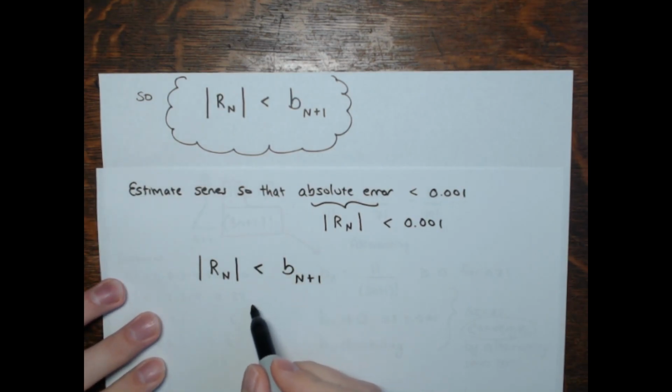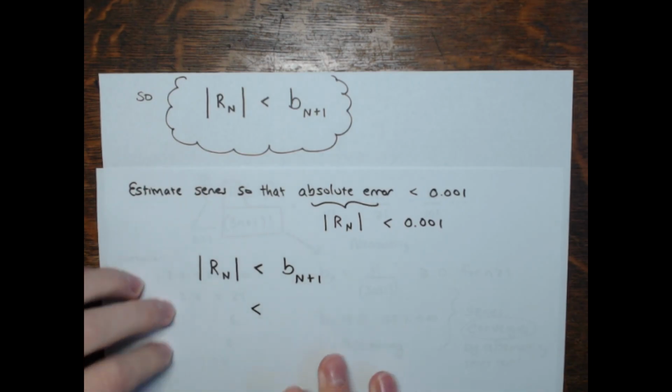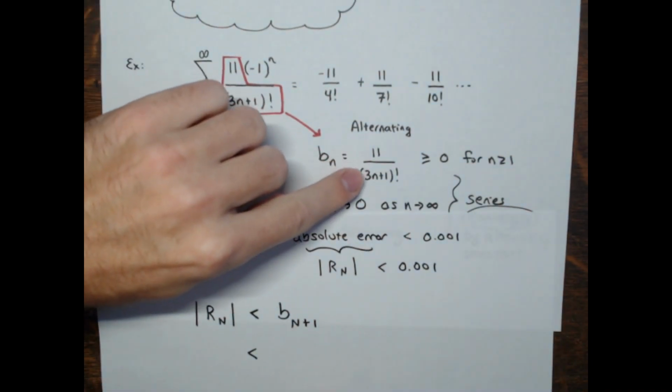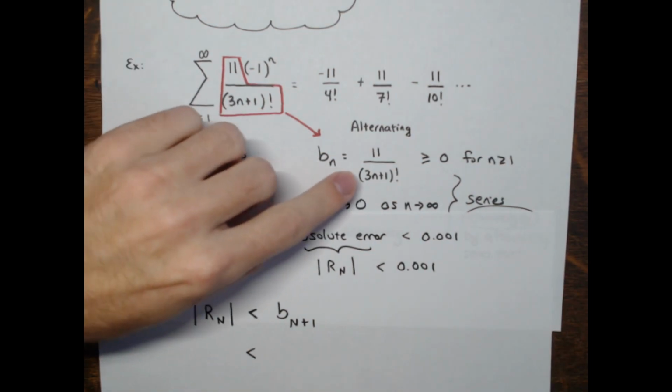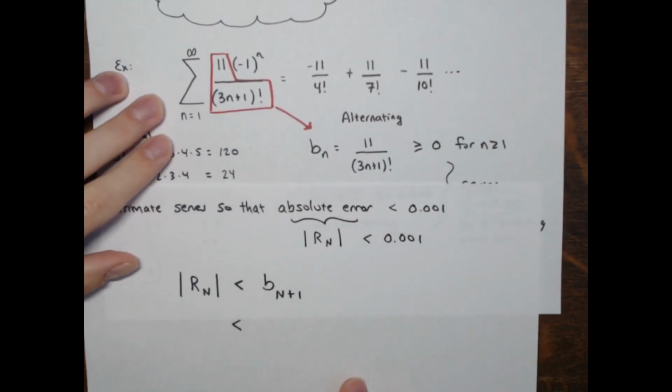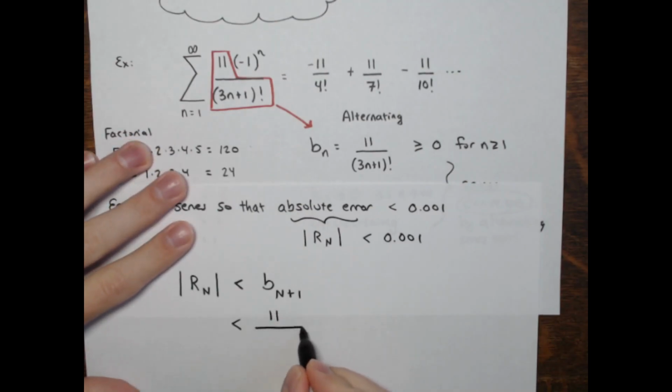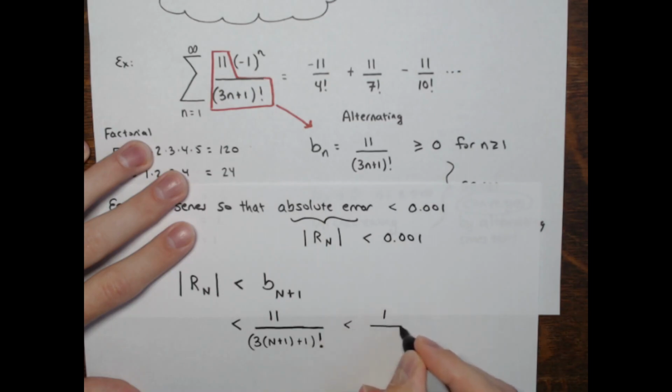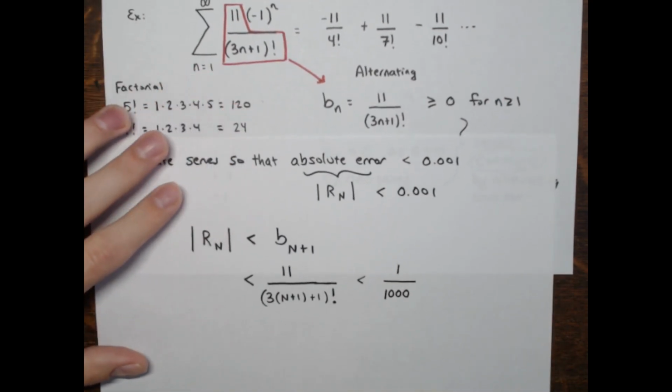Well, what does that look like? B sub capital N plus 1 is this 11 over 3n plus 1 factorial, where I replace little n plus 1 with capital N plus 1. So this would be 11 over, and then 3 times, replacing little n with capital N plus 1 here, and then plus 1, factorial. And then the question is, when is this less than 1,000th? Right, when is this less than 1,000th?